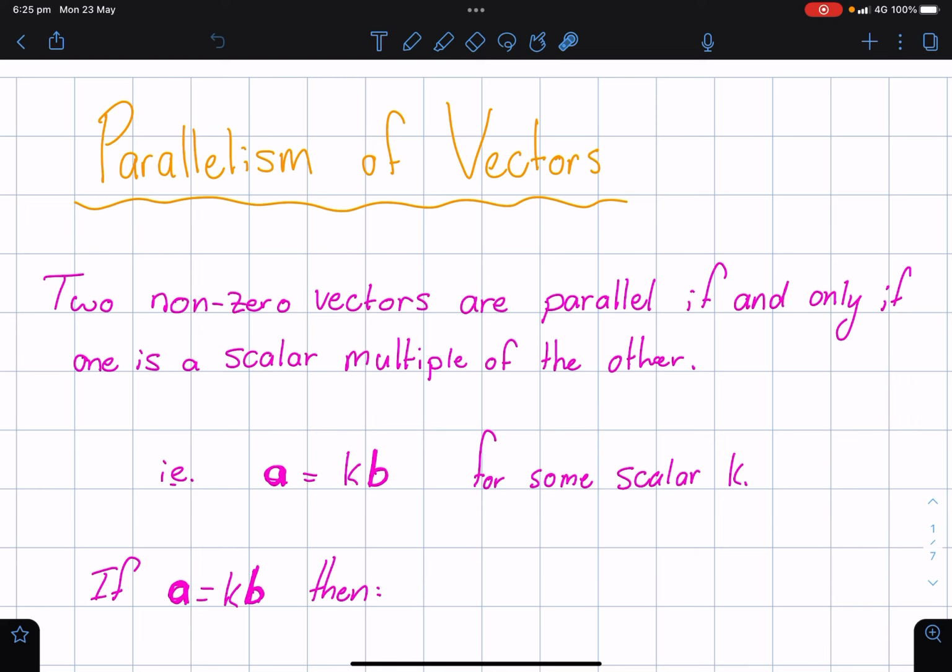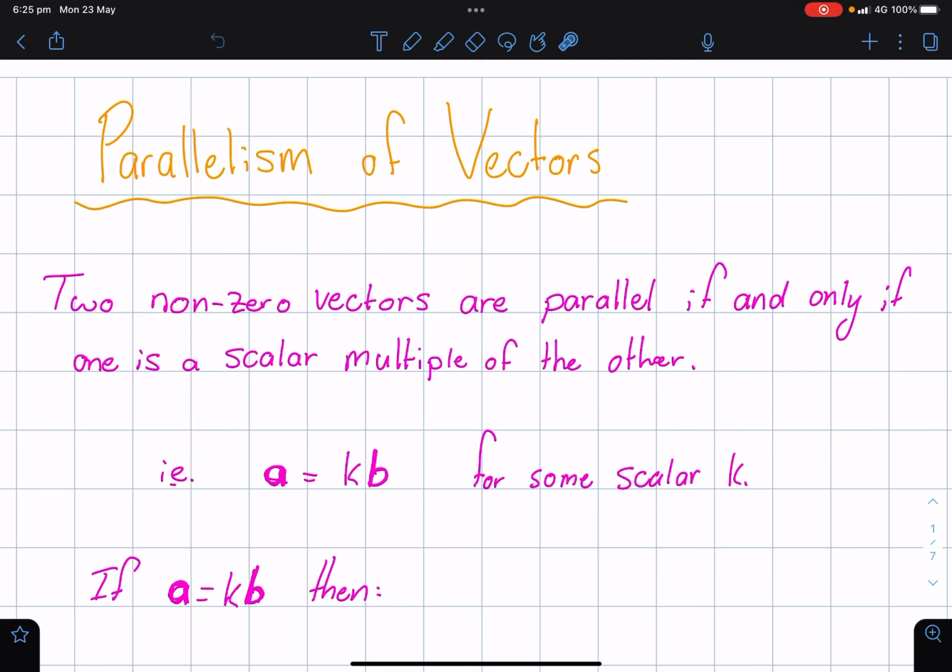So now that we've started going through building up some more tools for our toolbox, doing operations with vectors, we now know how to find the magnitude of vectors, we know how to find vectors between 2 points. The next step we're going to look at is the parallelism of vectors, all right?